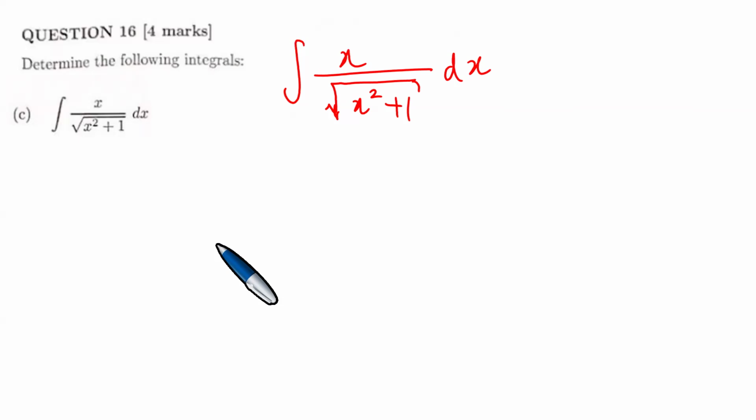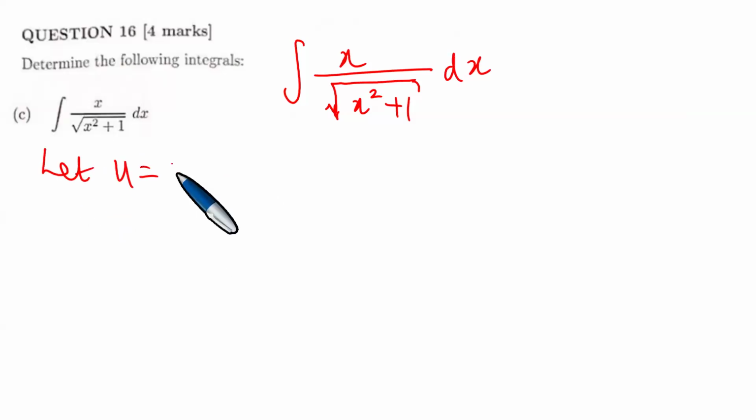What exactly do we have here? So now, this one can best be done by using the u substitution.